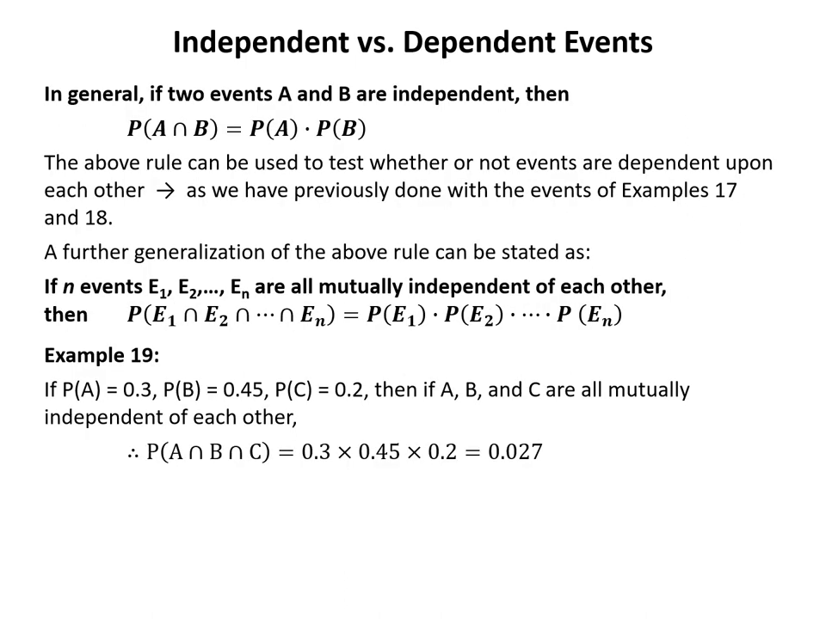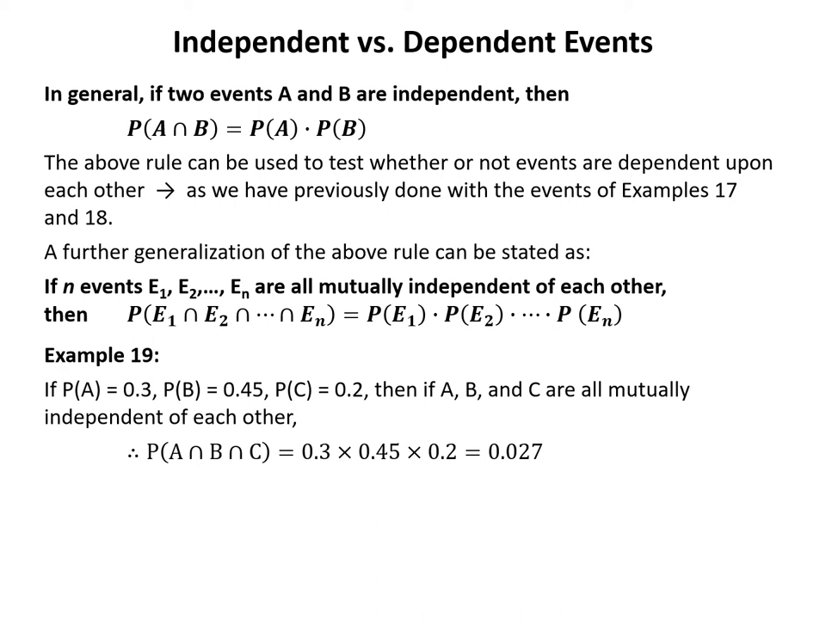In general, if two events A and B are independent, then the probability of their intersection equals the product of their individual probabilities. The above rule can be used to test whether or not events are dependent upon each other, as we have previously done with the events of examples 17 and 18. A further generalization of the above rule can be stated as follows.